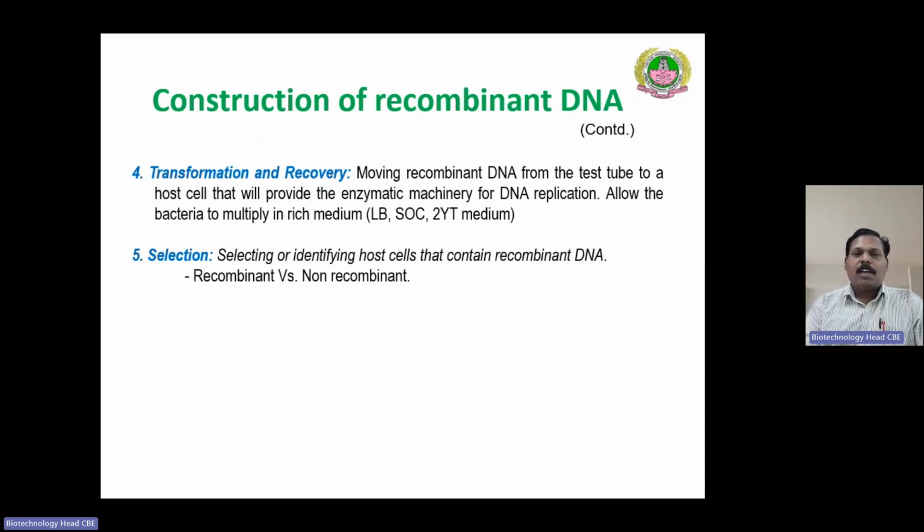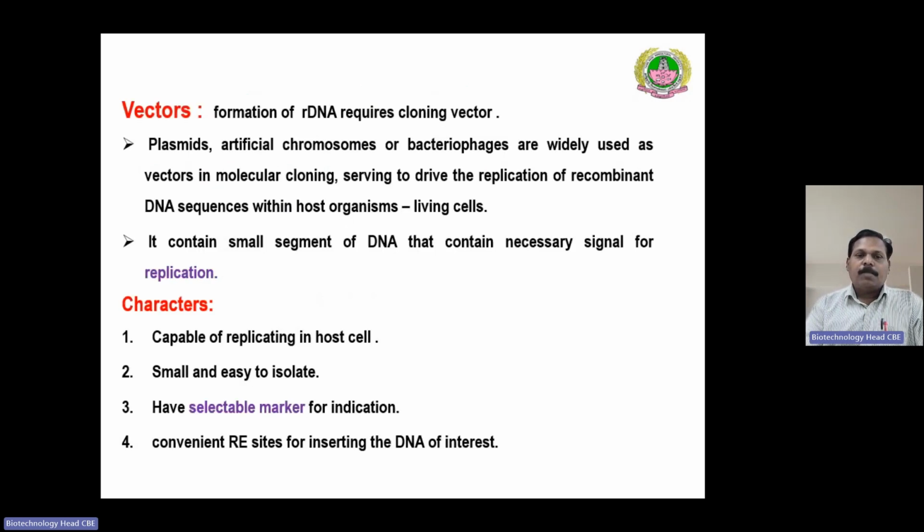So we have steps to screen those cells which contain the recombinant and non-recombinant, or the transformant and non-transformant, based on the visual screening or enzymatic digestion of the cloned DNA fragments. So we will see in detail about the 5 different general procedures in this lecture.